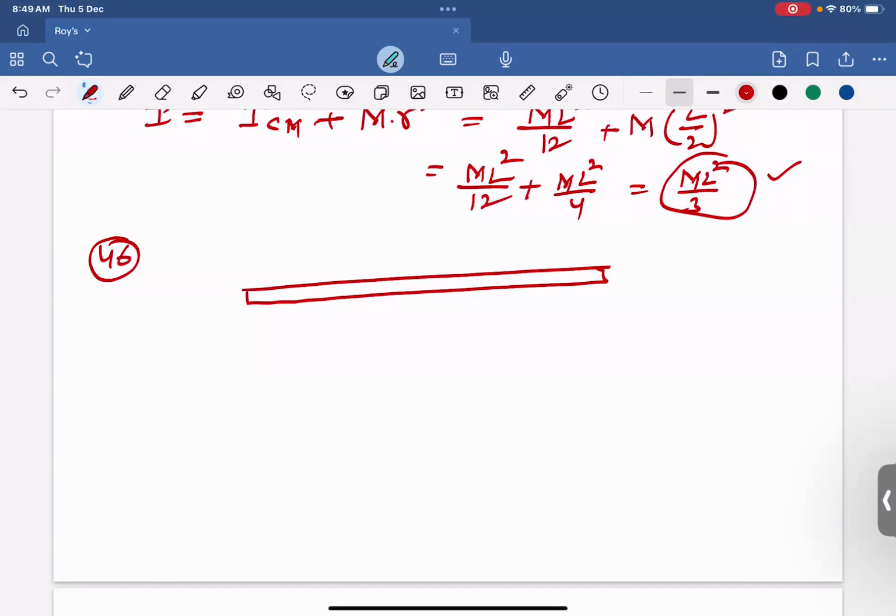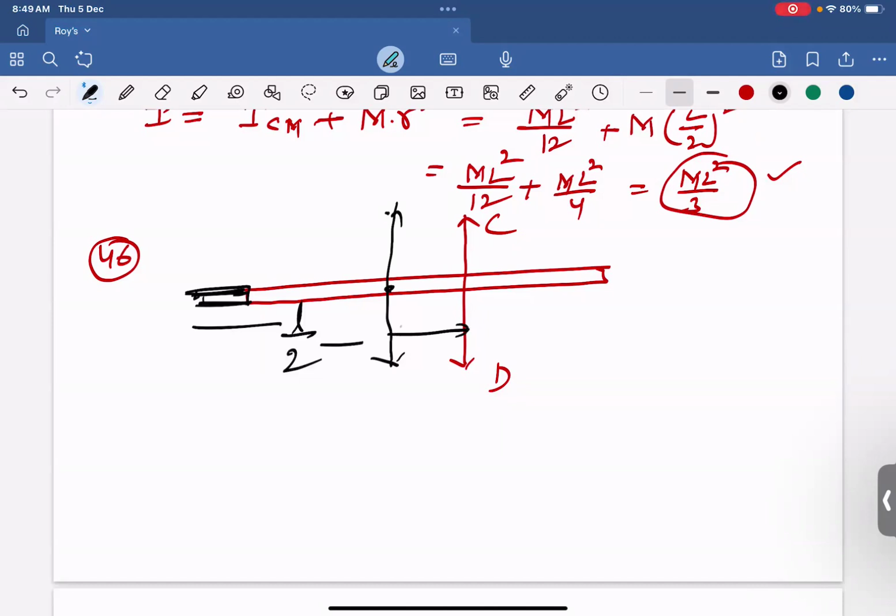Moment of inertia about an axis CD. CD is here. This is CD. And AB is the center of mass. This is the center of mass. The rod is right long here. This is L by 2. This is L by 2. And this is given as L by 4.